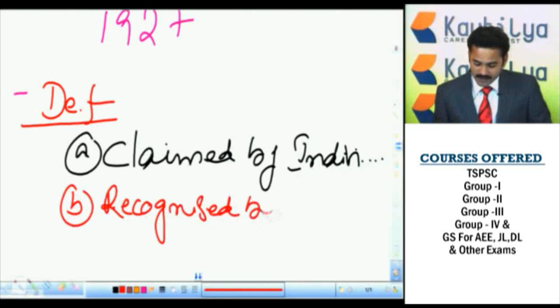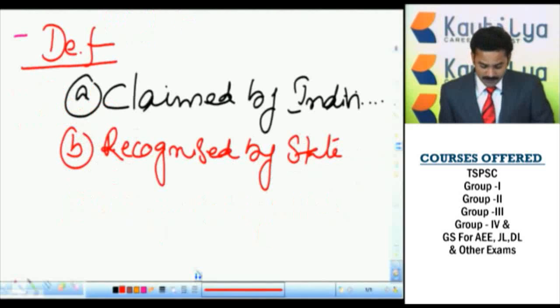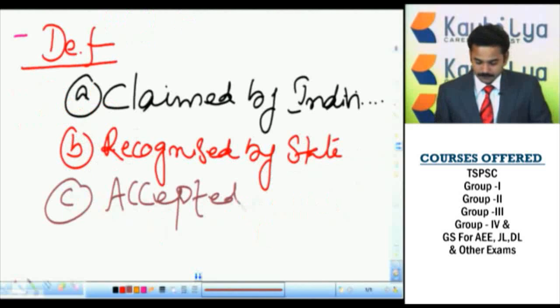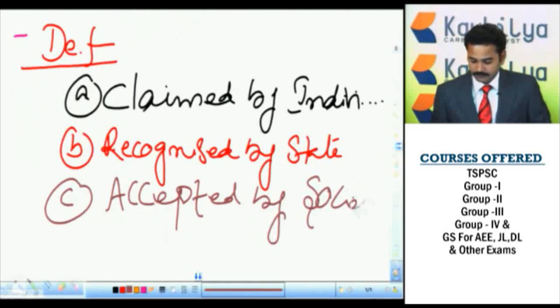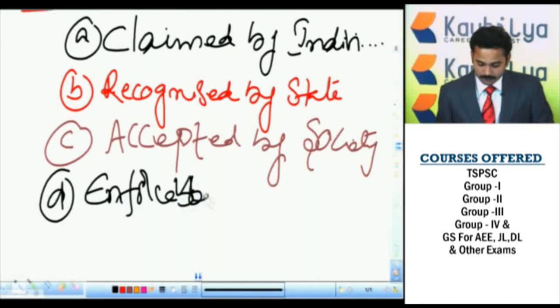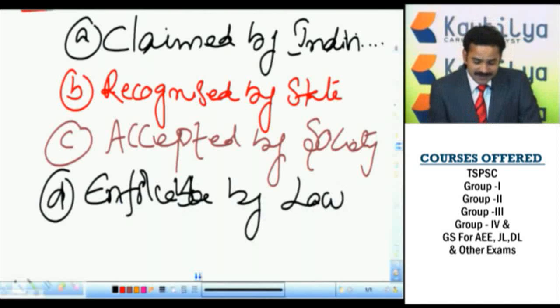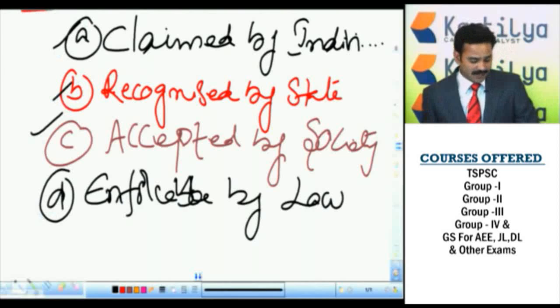Here state means government. The right should be recognized by the government, and third, that should be accepted by the society, and finally that should be enforceable by law. So if anything is said to be a right, it has to satisfy these conditions. To recall, a right should be claimed by an individual, recognized by the state, accepted by the society and enforceable by law; then only it is said to be a right.